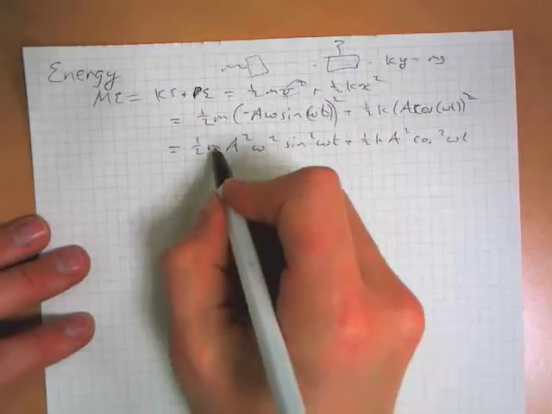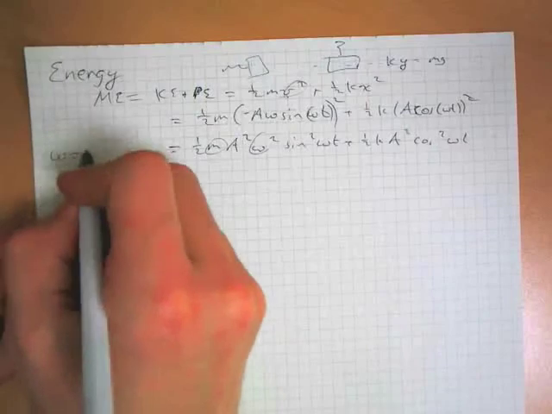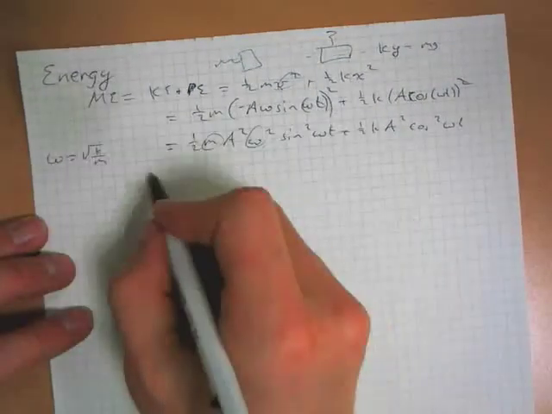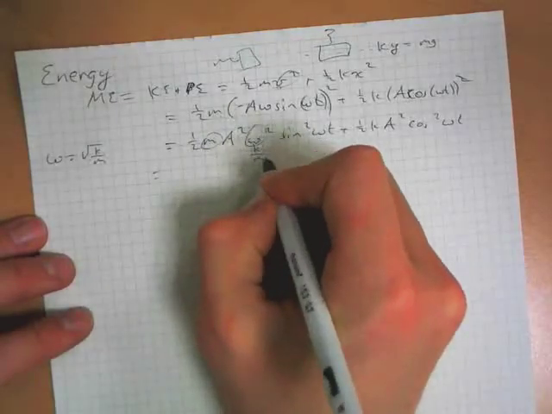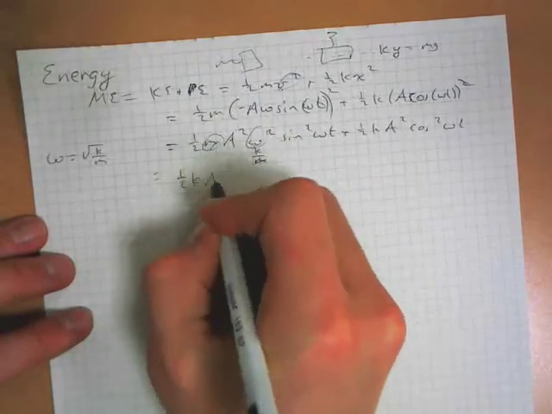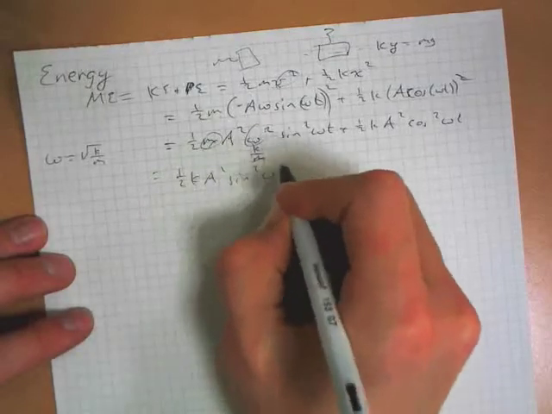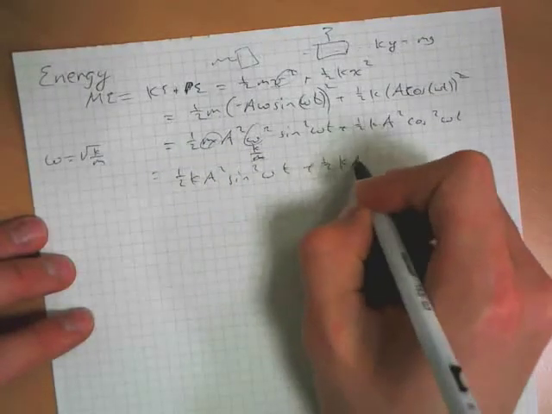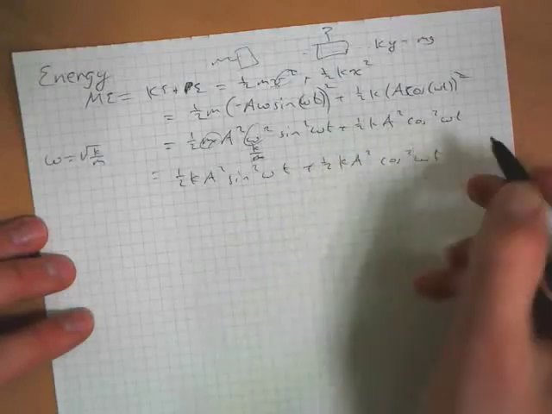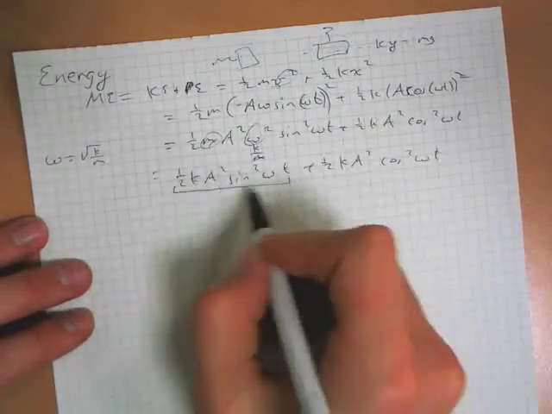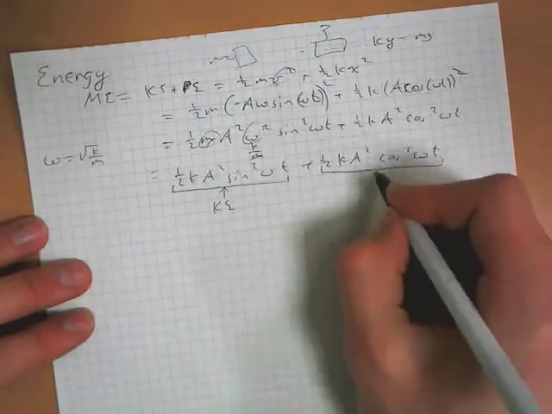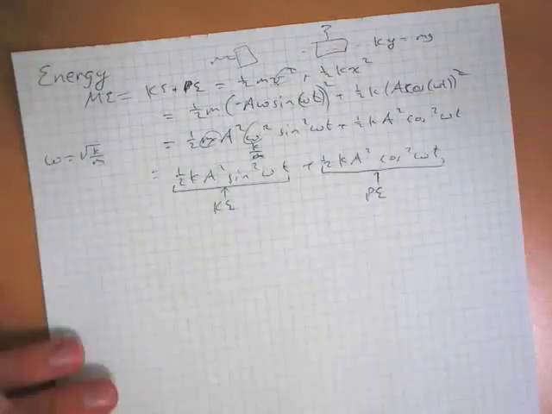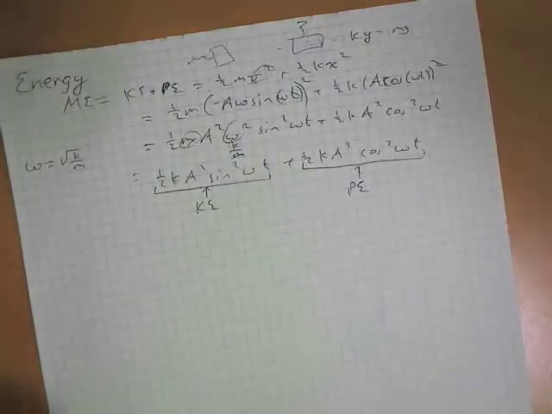The thing is, m omega squared, remember omega is the square root of k over m. So if we plug that in, omega squared would be k over m, and the m's cancel out. We get 1/2 kA squared sine squared omega t plus 1/2 kA squared cosine squared omega t. So at any given time, this first term is our kinetic energy, and this second term is our potential energy for an oscillating spring. We can use those expressions to find potential energy or kinetic energy individually.